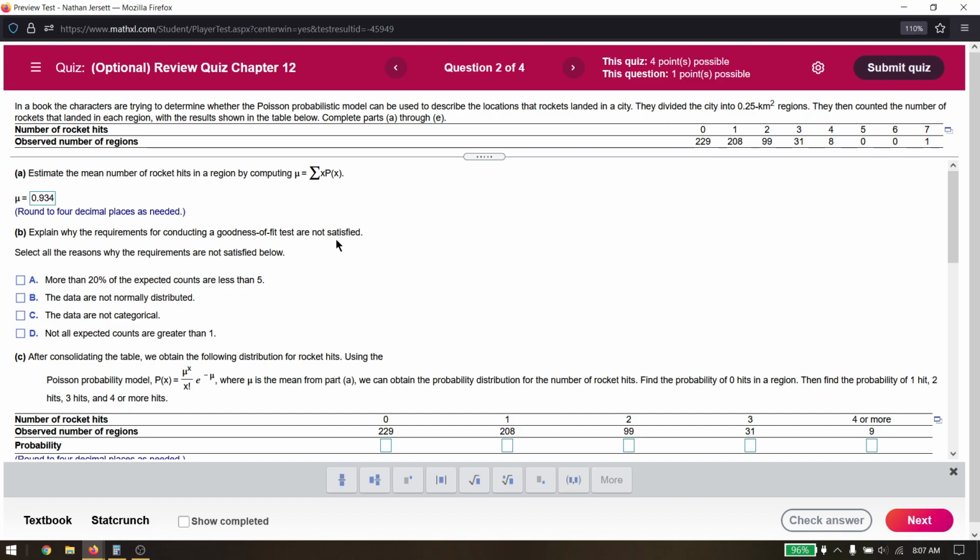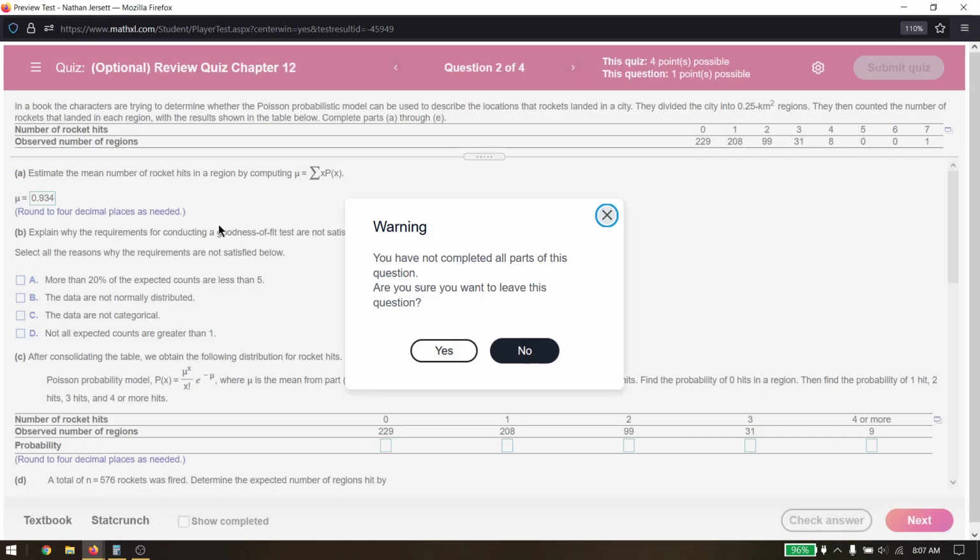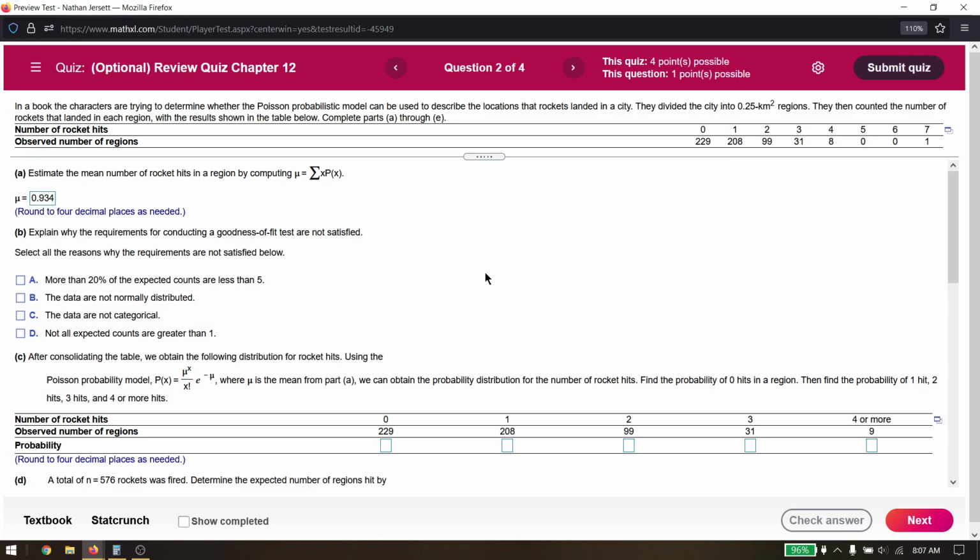Okay, so I didn't do this in the last one: the requirements for the goodness of fit test. In the last one, I'm not going to go back to it, but in the last one all the things were equal, and they were all above 20%. And so it really was designed to be used for the chi-squared test.